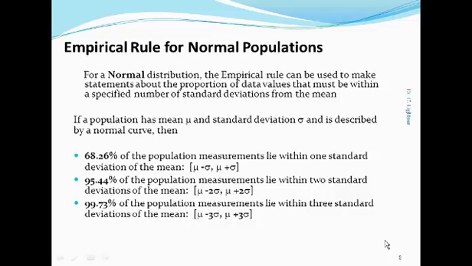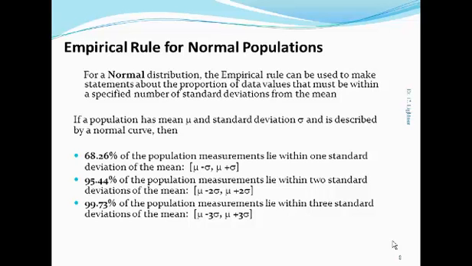The empirical rule. The empirical rule is applicable to data which is normally distributed. Normally distributed data is often referred to as data that has a bell-shaped distribution. The empirical rule can be used to make statements about the proportion of data values that must fall within a specified number of standard deviations from the mean.